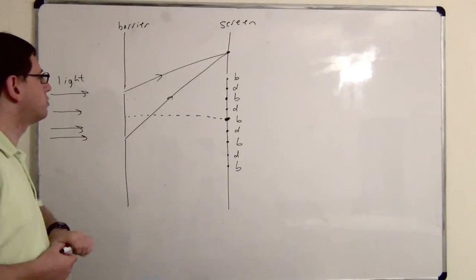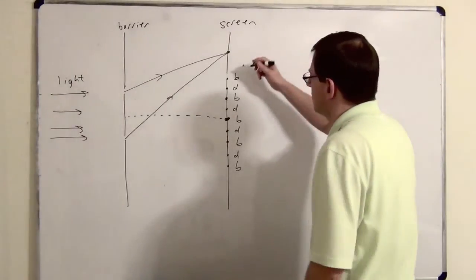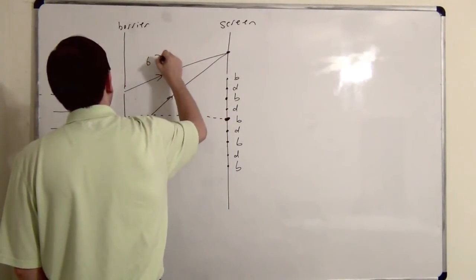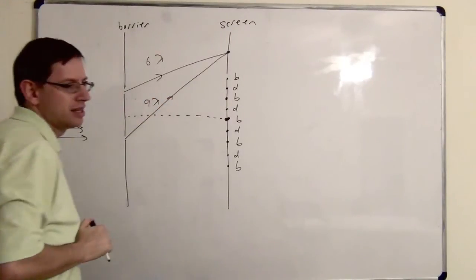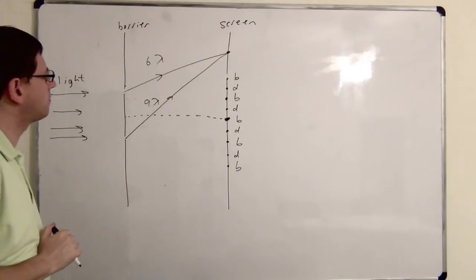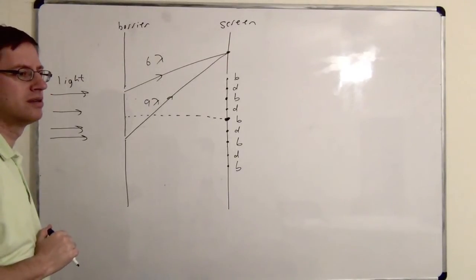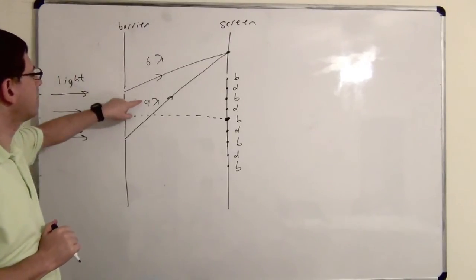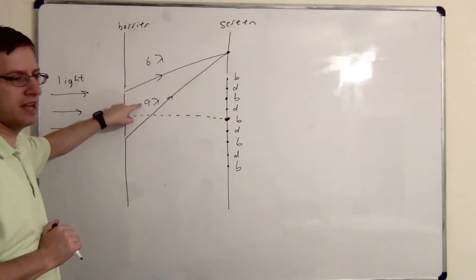Suppose that the two light waves went a different distance. Suppose that the first one traveled, say, 6 wavelengths, and this one traveled, say, 9 wavelengths. Do you think they would end up in phase or out of phase? They'd be in phase, because they're differing by a whole number of wavelengths. Yeah. So these two would still end up in phase.